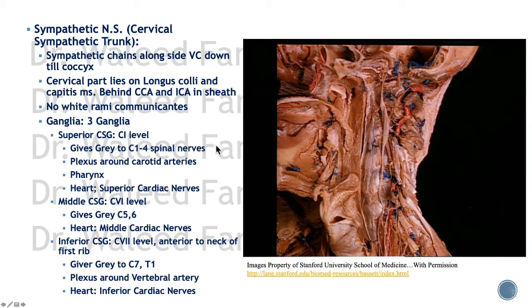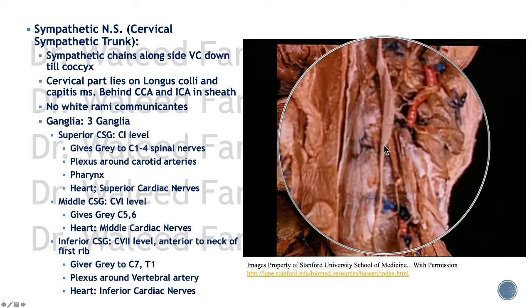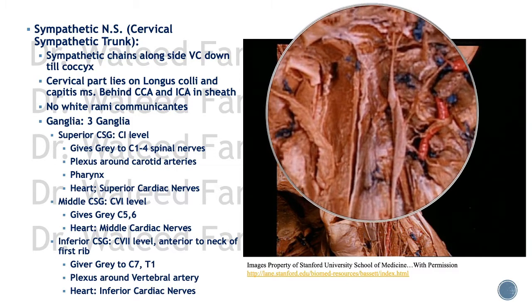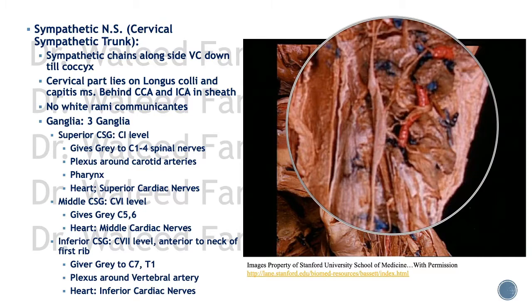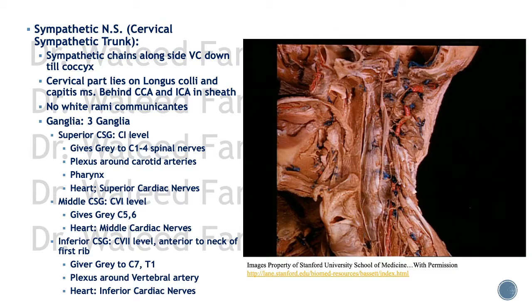We said it's around the vertebral column to the coccyx. In the cervical region, it has three ganglia. It has the superior cervical sympathetic ganglion, and actually you can see it here. It's very clear. See that with the zoom? This is the superior cervical sympathetic ganglion with all the branches arising from it. These are the gray rami communicantes. And it forms plexuses, see, it gives off branches here for the nerves, and forms plexuses around the common carotid and internal carotid artery.